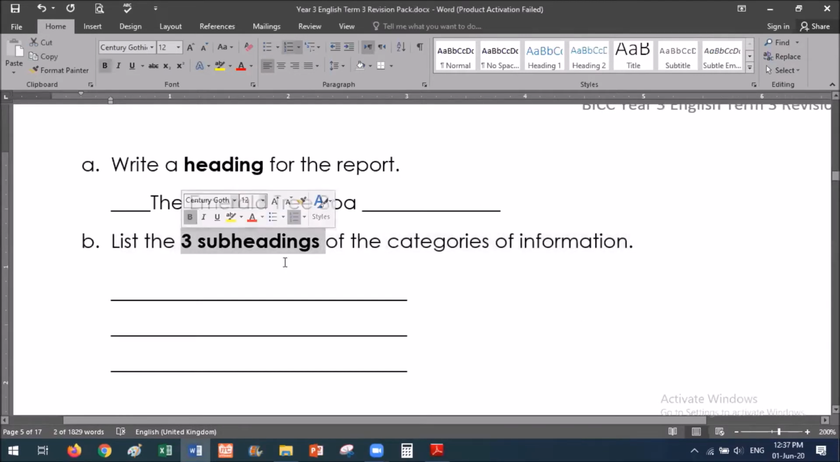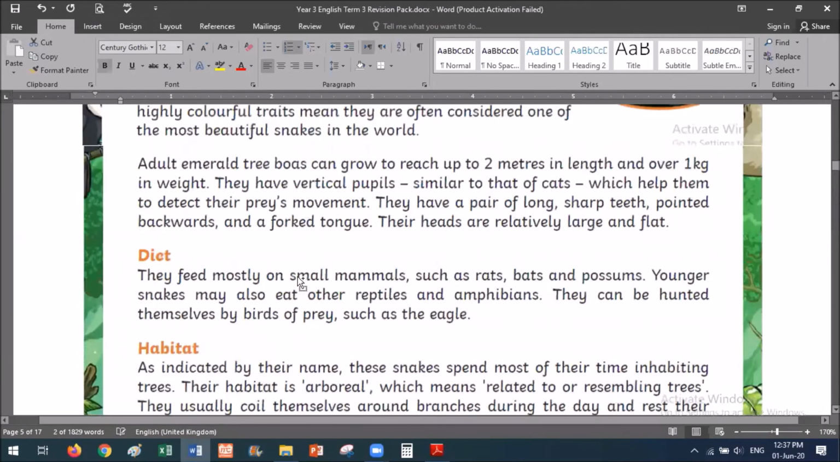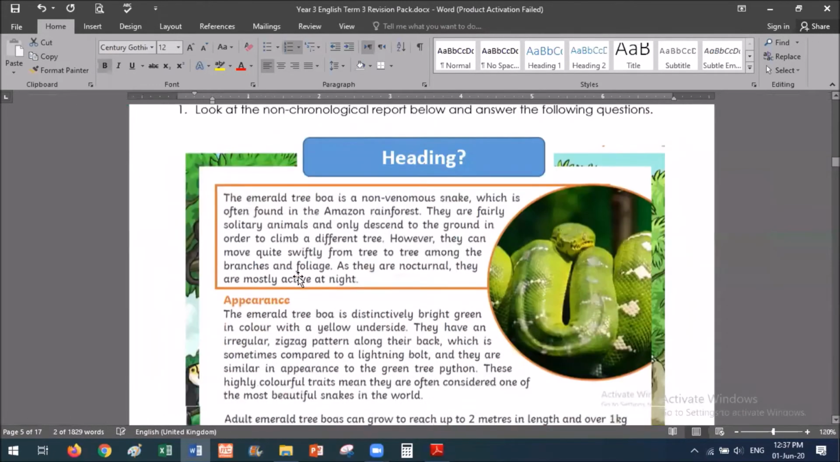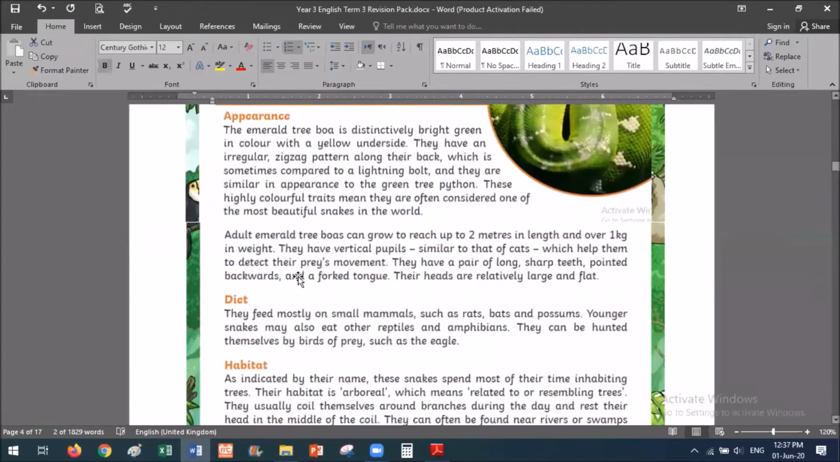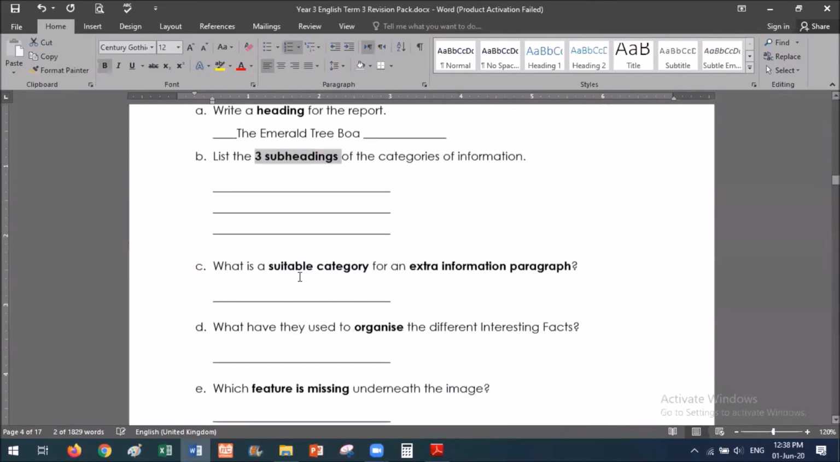Good. So we're going to go back up to our revision pack. And what do you think the 3 subheadings are, Takwa? Appearance, the diet, and habit. And what? Habitat. Habitat, I mean. Good. Appearance, diet, and habitat.